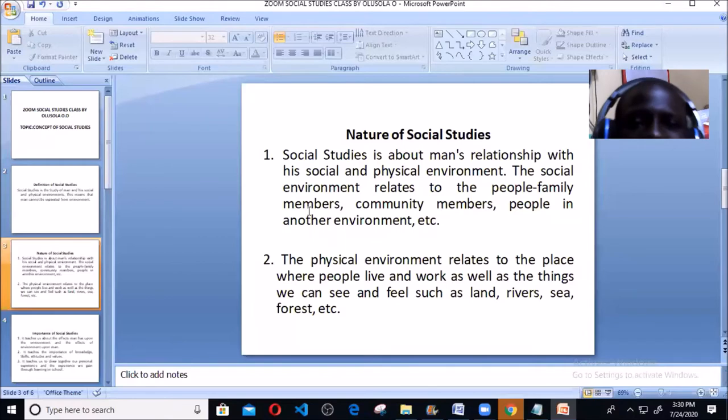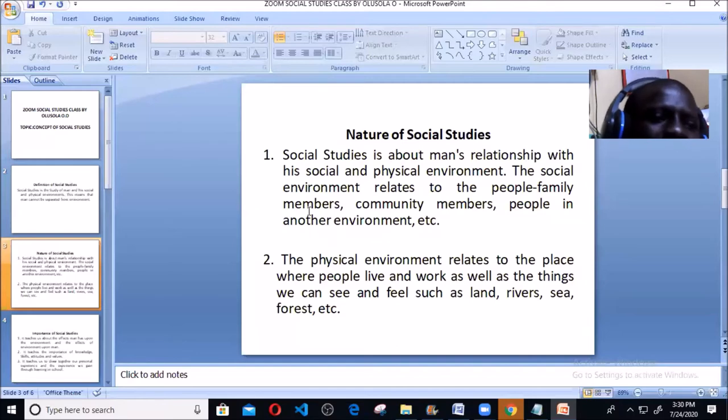So man also interacts with them. Then when we talk about the man-made in the physical environment of man, we mean those things that, because man is a social being, man has some level of intelligence.